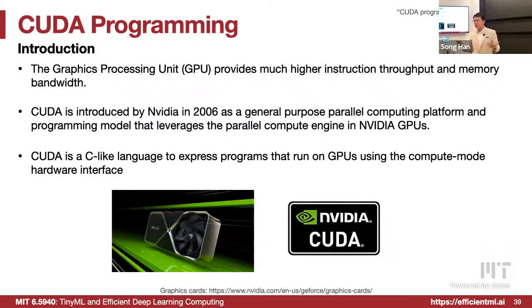GPUs provide much larger throughput and memory bandwidth. They have a very unique programming model. CUDA was introduced by NVIDIA in 2006 as a general purpose computing platform and programming model, leveraging the massive parallelism for compute and also the memory footprint and memory bandwidth. It's a C-like language to express programs that run on the GPUs.